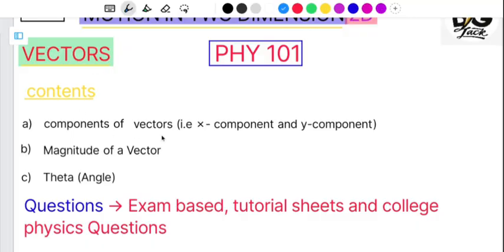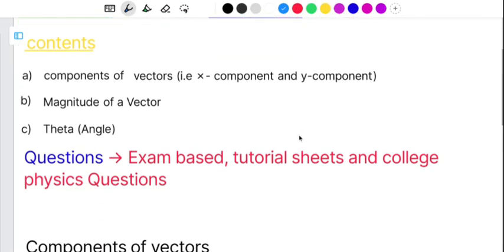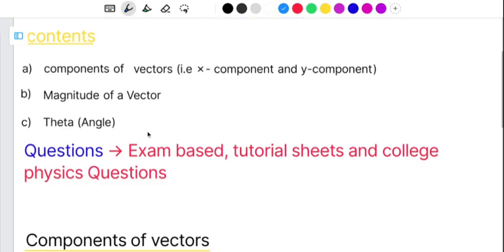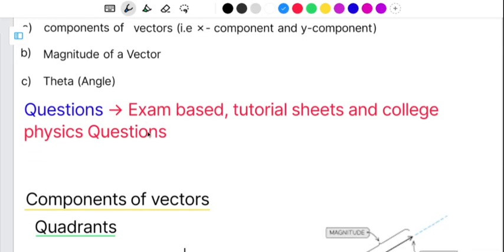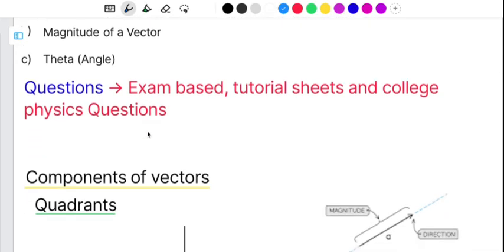that is the x component or horizontal component, and the y component or vertical component. Then again, we're also going to look at the magnitude of a vector. We're also going to look at how to find the theta. In this case, they can ask you to find the direction, where we're going to discuss how you can describe the direction of a vector. Then at the end, we're going to look at questions which are exam-based, tutorial sheet questions, as well as college physics questions. So let's start with the components of vectors.